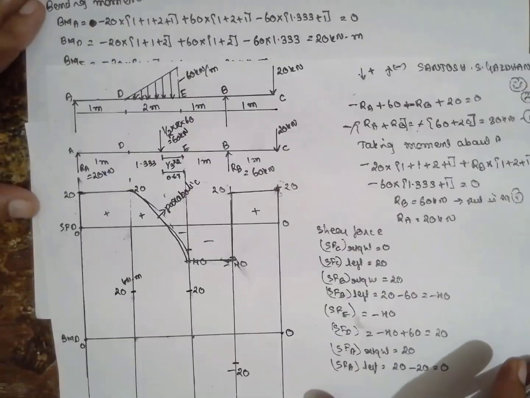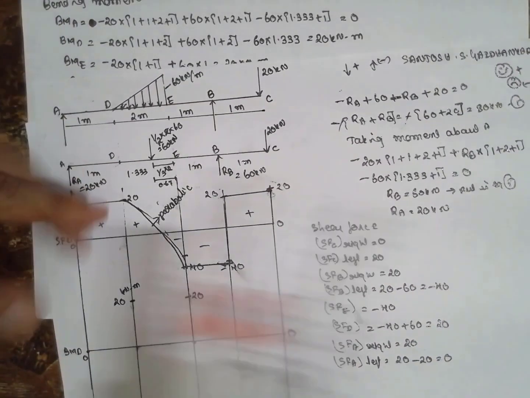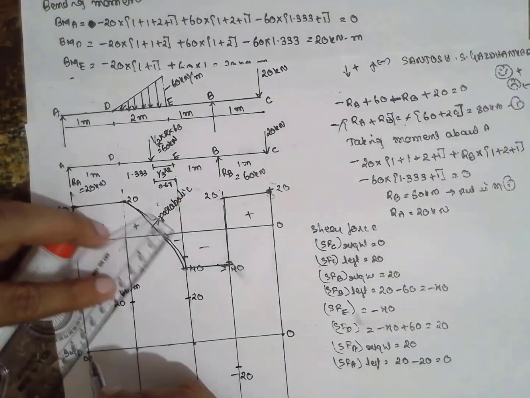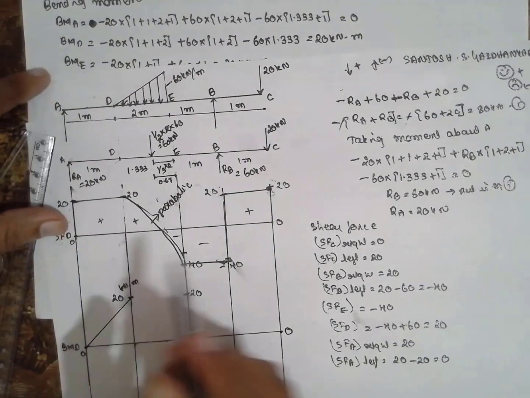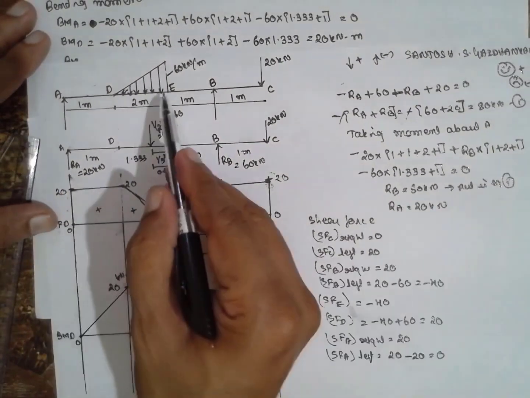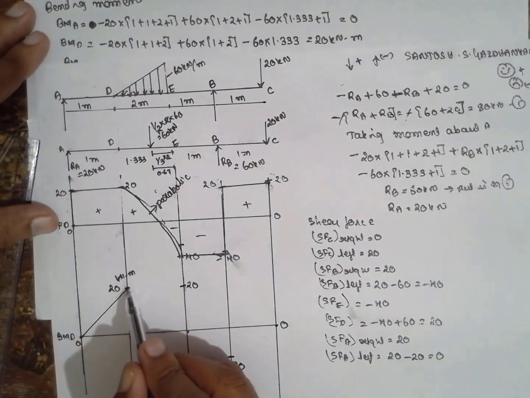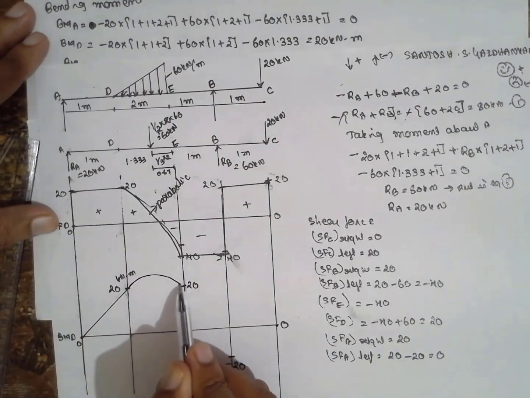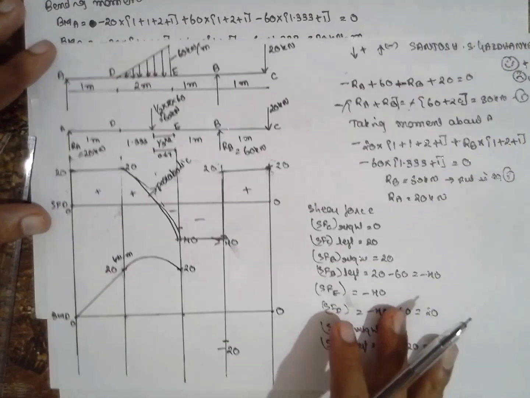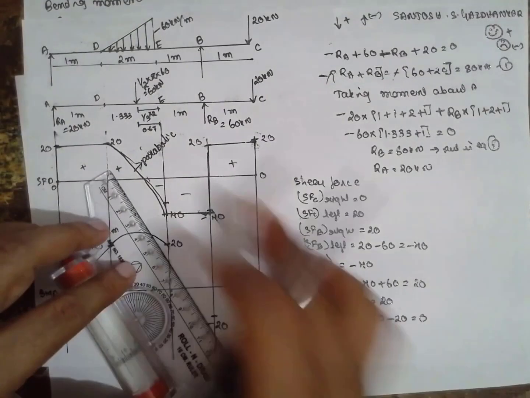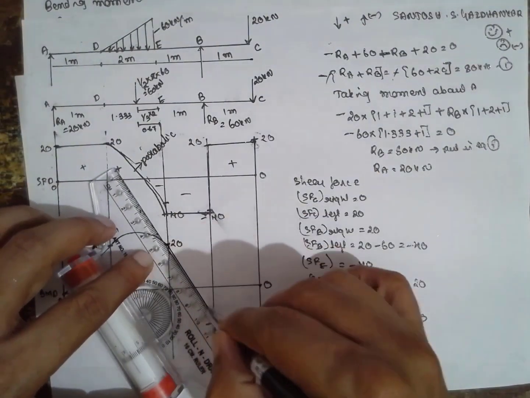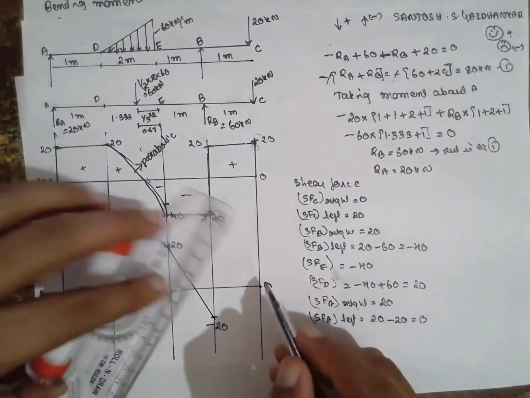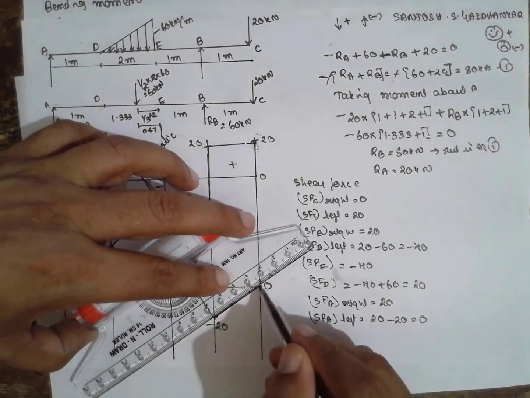Okay. Now draw the lines. Here is no load, so a straight line. Here is UVL, therefore a cubic curve will be obtained. Next, there is no UDL, therefore directly join here an inclined line and again an inclined line, because there is no UDL here.